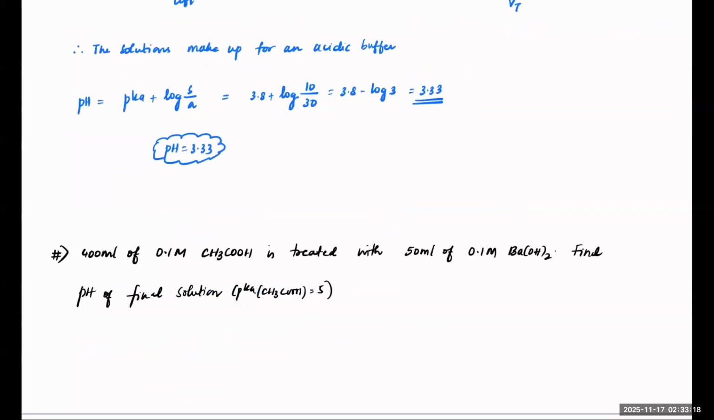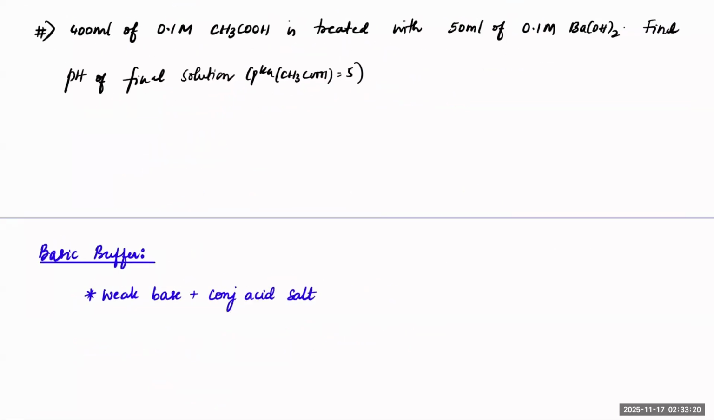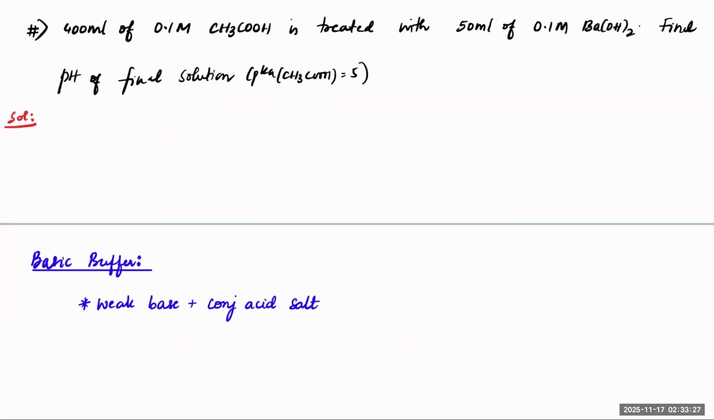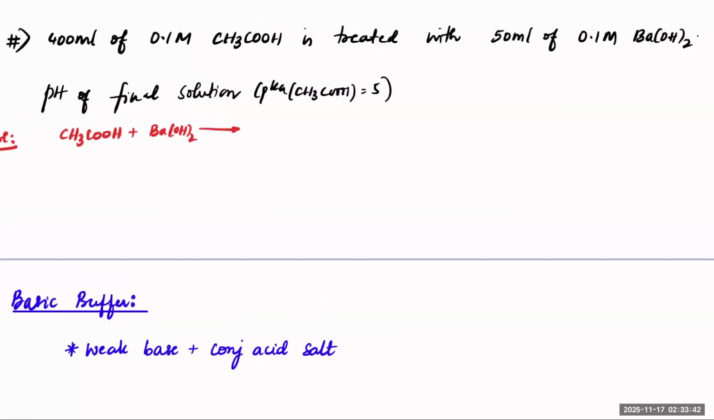Right, everybody. Check out the second case now. Second example. 400 ml of 0.1 molar CH3COOH is treated with 50 ml of 0.1 molar barium hydroxide. Again, you can write the equation of what is happening. CH3COOH plus barium hydroxide. The reaction you are expecting is (CH3COO)2Ba plus H2O. Balancing-wise, we should always have two of them here.